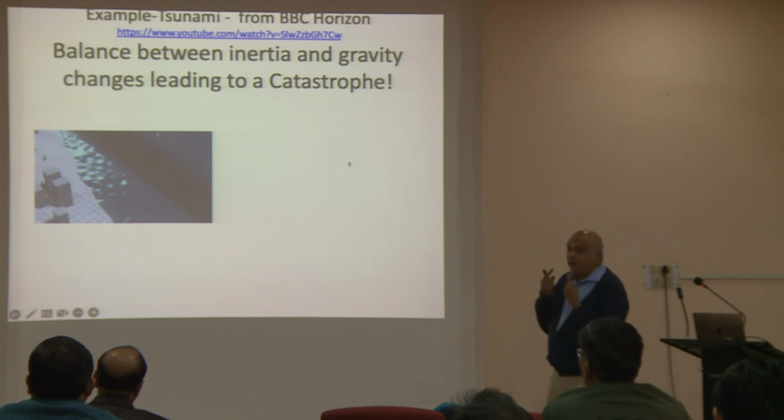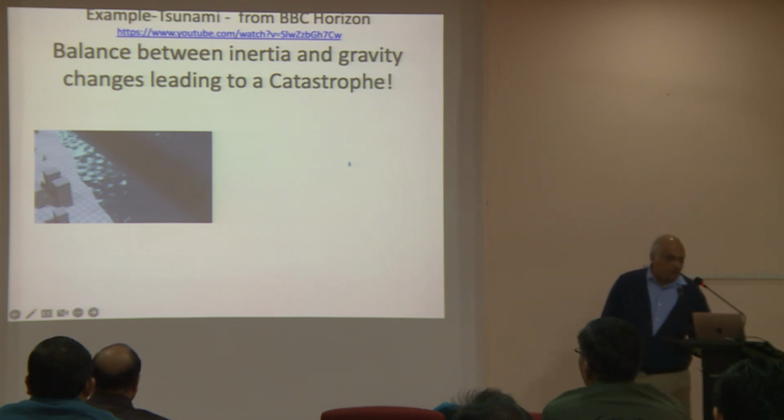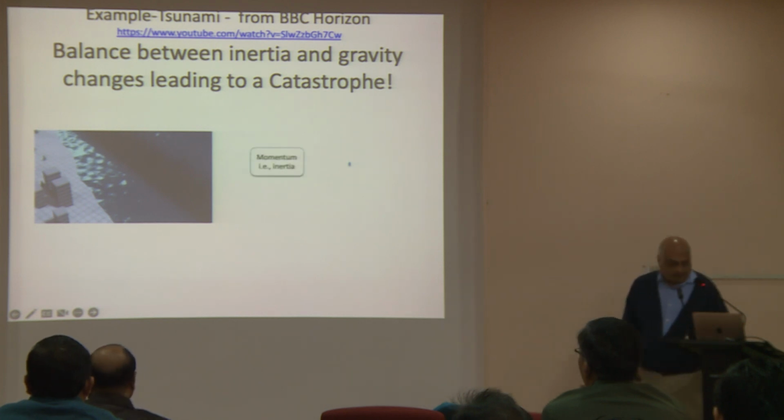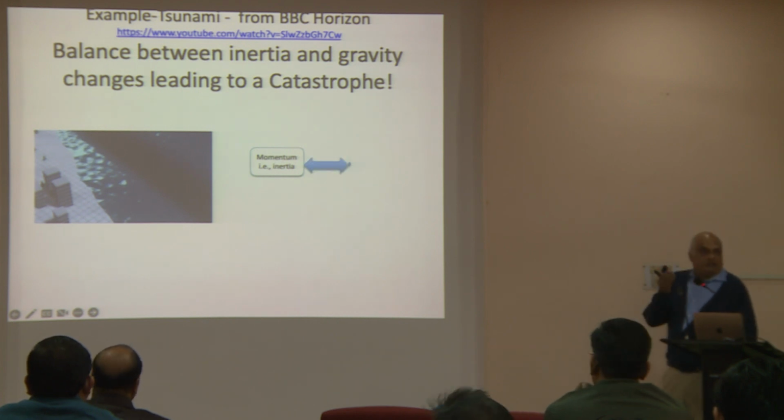So there is a ratio of two events here. One is the kinetic energy, the other is gravity, or potential energy. The ratio of potential energy to kinetic energy leads to a dimensionless group. And so we have here momentum or inertia, which has to do with the kinetic energy, versus gravity.